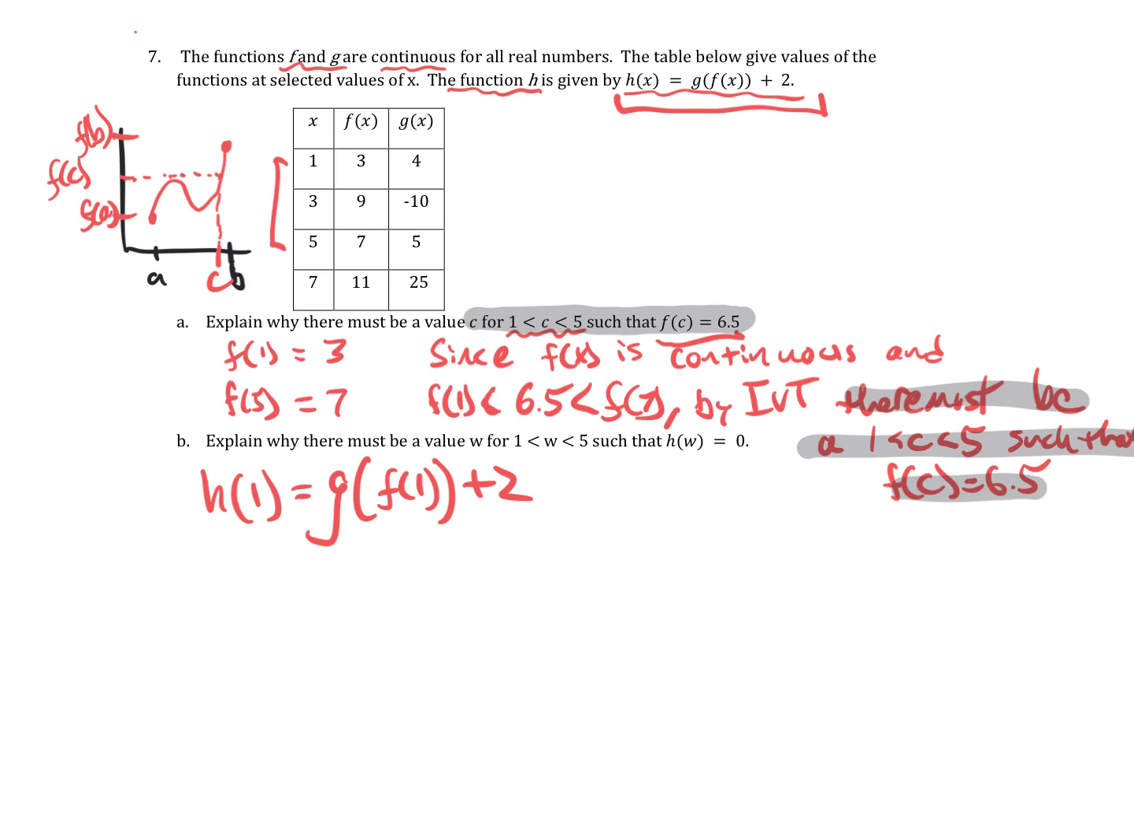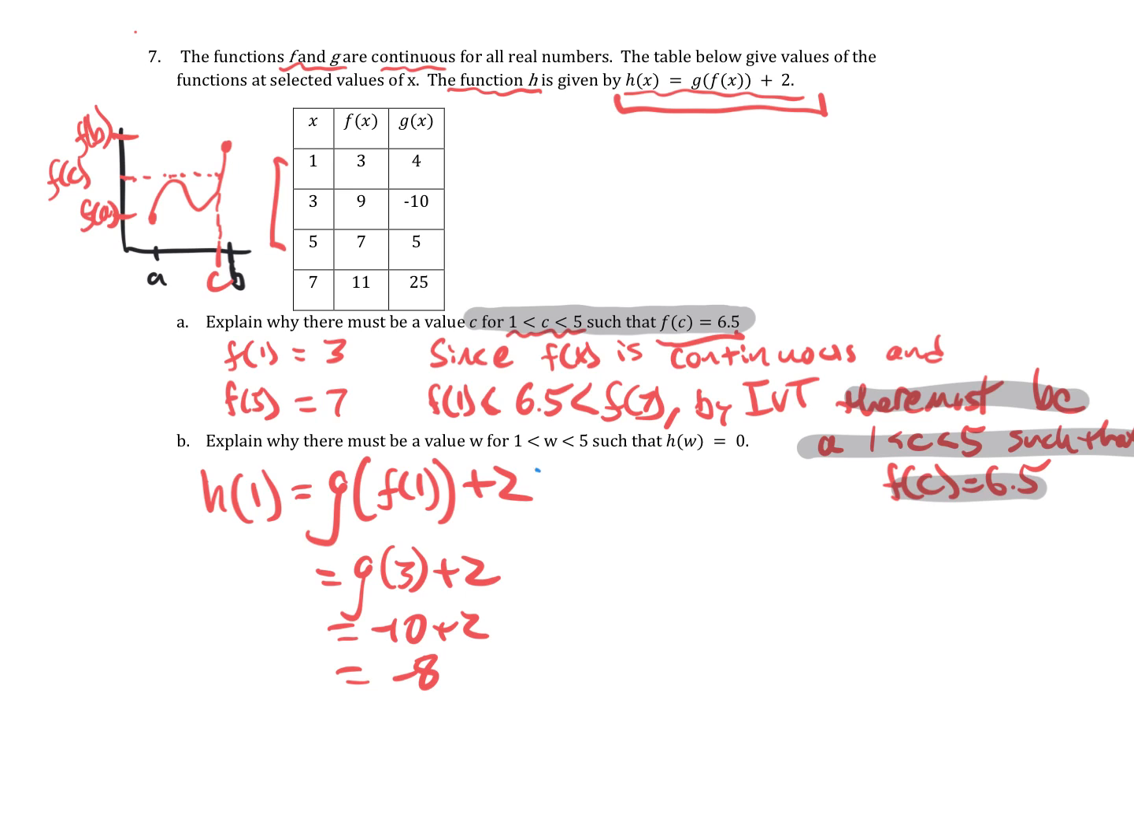What is f of 1? Well, f of 1 is 3. So this is g of 3 plus 2. What is g of 3? Well, g of 3 is negative 10. So this is negative 10 plus 2, which is negative 8.